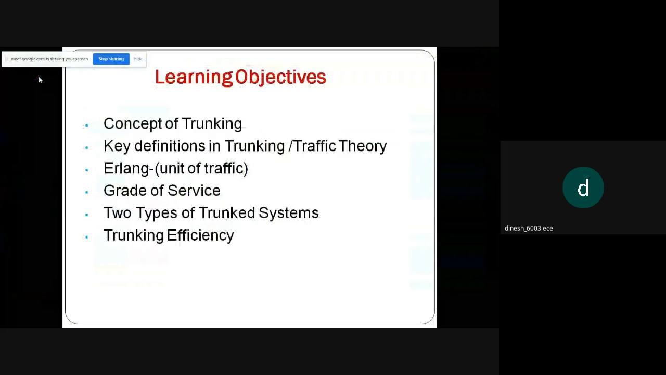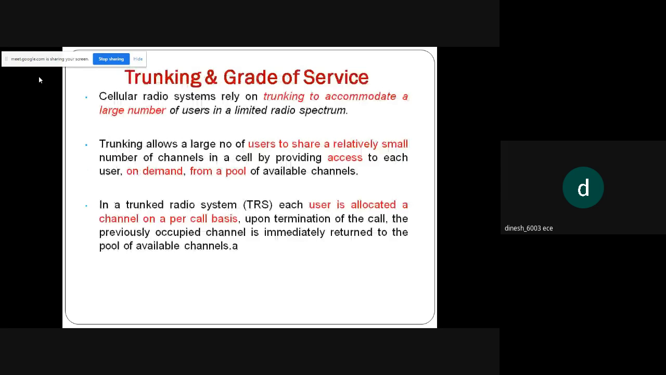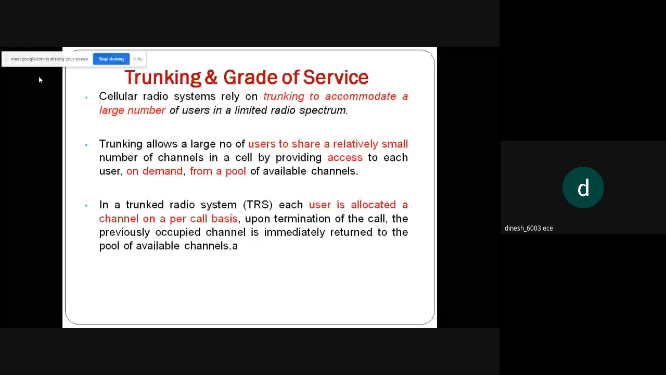Okay. Next topic is trunking. So in this topic, we are going to see the concept of trunking, definitions, the Erlang unit of traffic, grade of service, the types of trunk systems, and the trunking efficiency. So what is this trunking? Most of the cellular systems rely on trunking to accommodate a large number of users in a limited radio spectrum.